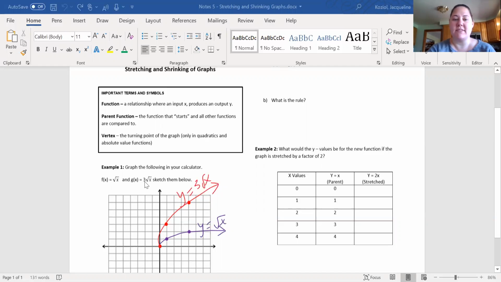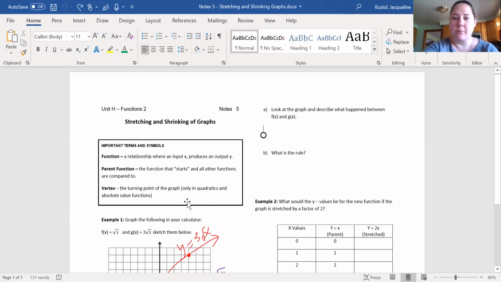So what happened was I stretched this graph by a factor of 3, and that's the red graph that you see here. So if you look at the different coordinates, the first coordinate was 1, 1, and I moved it to 1, 3. The second coordinate was 4, 2, and I changed it to 4, 6 when I stretched it.